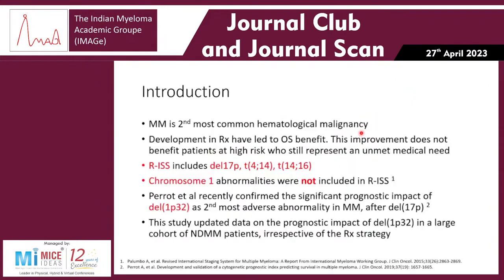So we know that myeloma is the second most common hematological malignancy, and developments have led to survival benefit, but still high risk patients represent an unmet medical need. R-ISS included deletion 17p, t(4;14) and t(14;16), but chromosome 1 abnormalities were not included. A recent study had confirmed the poor prognostic impact of deletion 1p32 as the second most adverse abnormality after 17p deletion. This study updated data on prognostic impact of deletion 1p32 in a large cohort of newly diagnosed myeloma patients, irrespective of treatment strategy.